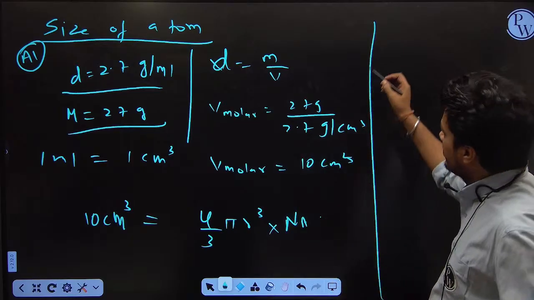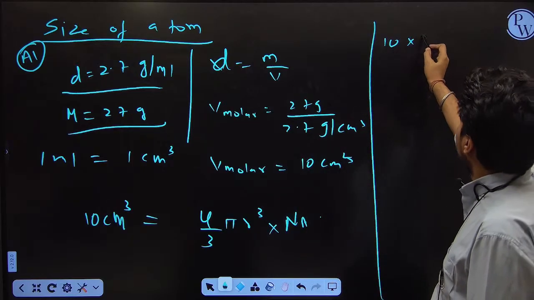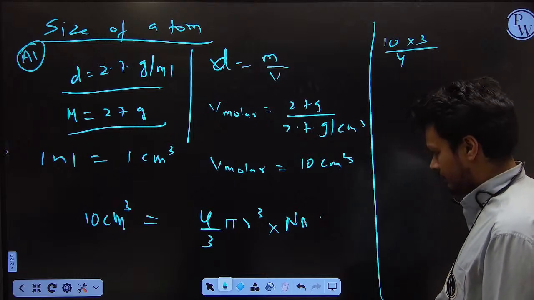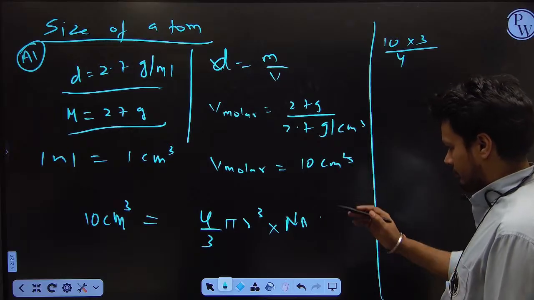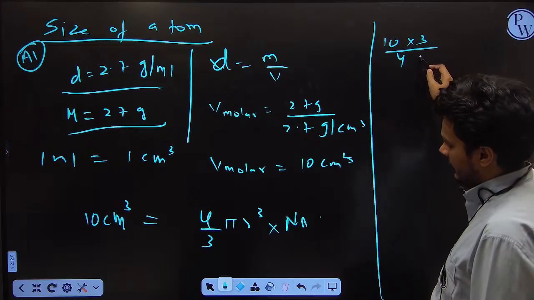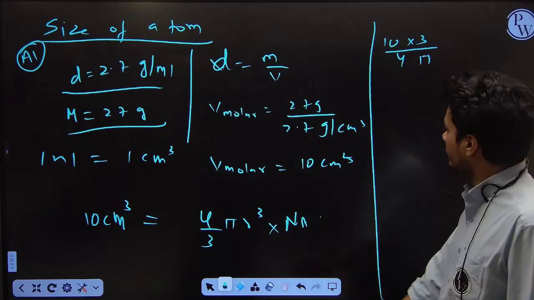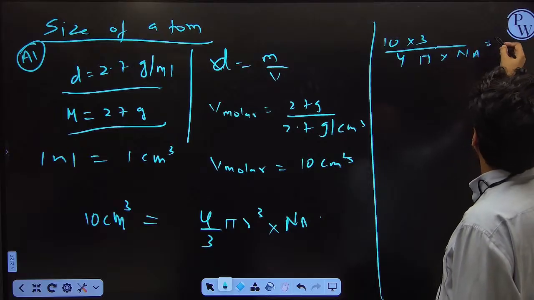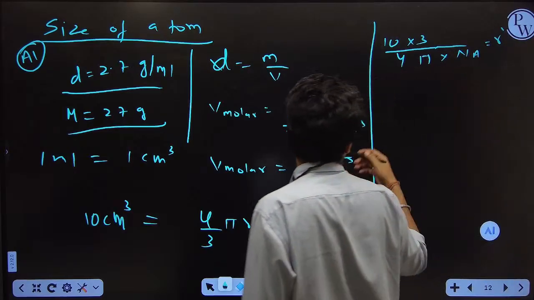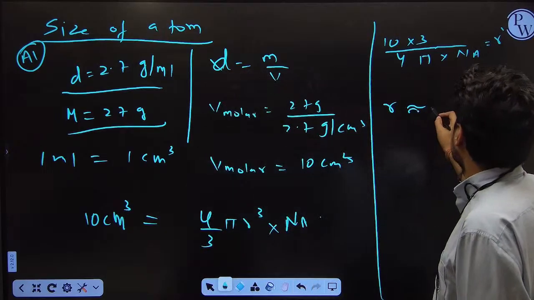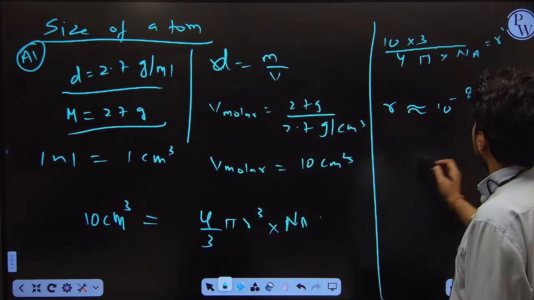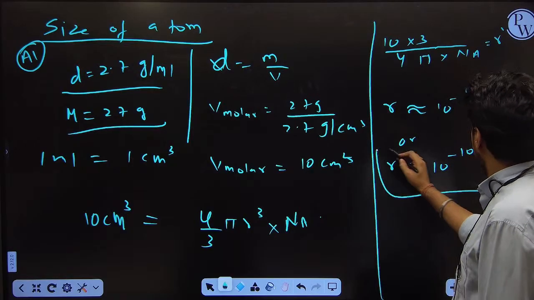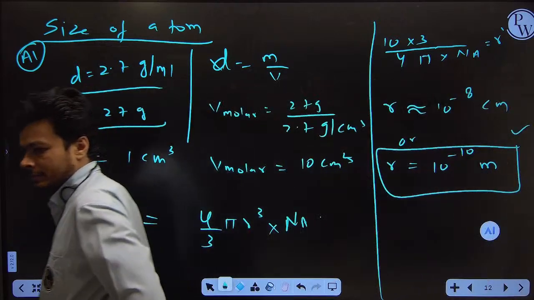So this is 10 into 3 by 4. Where will pi go? By pi, right? Yes, 3 goes with the 4, correct. Divide by N Avogadro is r cube. You put these values, you will get r approximately equal to 10 raised to the power minus 8 cm. Clear?